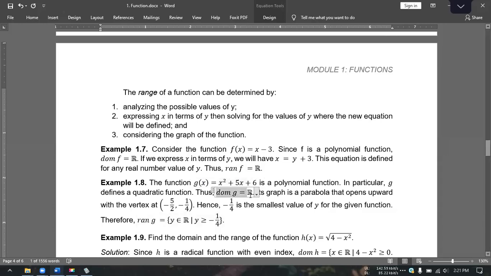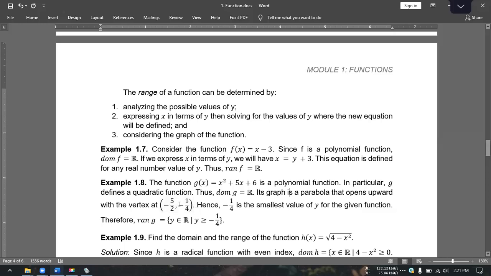Or the graph passes through every element of x. But ibang salita, ibang case na sa range ni parabola or ni quadratic function. So its graph is a parabola that opens upward with the vertex -5/2 and -1/4. Now there is no time for us to discuss further how its vertex is formed or bakit open upward or downward si parabola. So let me just identify the vertex.